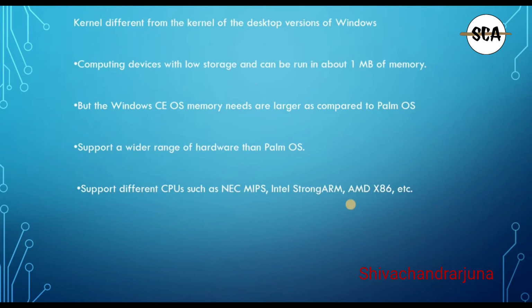The kernel is different from the kernel of desktop versions of Windows here. Computing devices with low storage can run with up to 1 MB of memory. But Windows CE operating system memory needs are larger as compared to the Palm OS here. It supports a wider range of hardware than Palm OS. Supports different CPUs such as NEC, MIPS, Intel StrongARM, x86, etc.